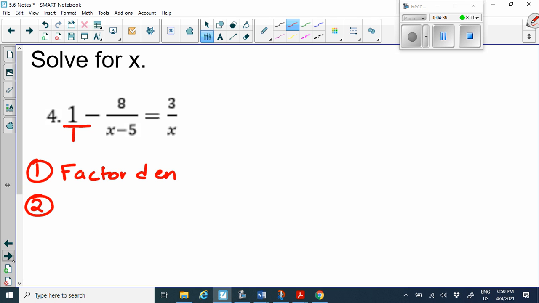Okay, let's see what you got. So we didn't have to factor any of the denominators because we have a 1, x minus 5, and an x. None of those are factorable. Step 2, we find the LCD.